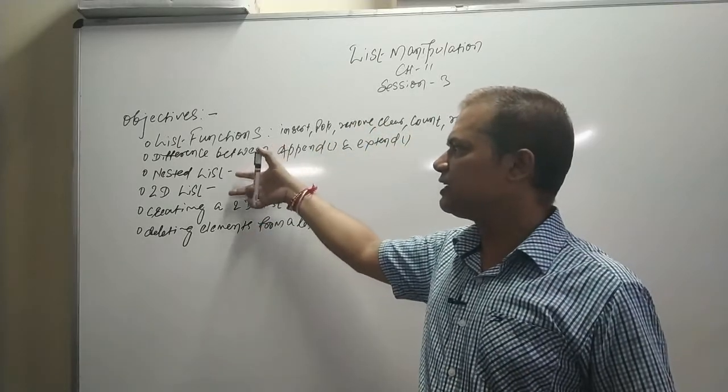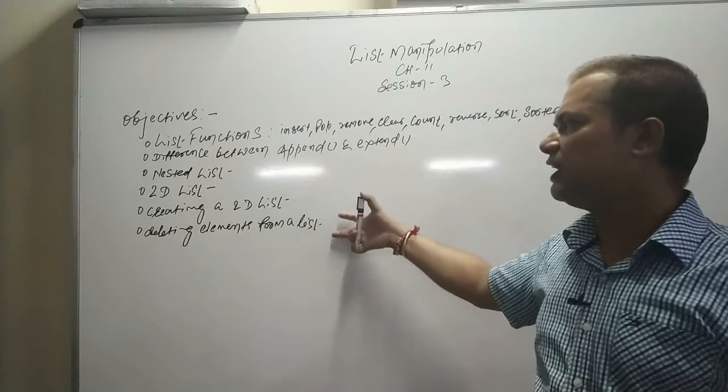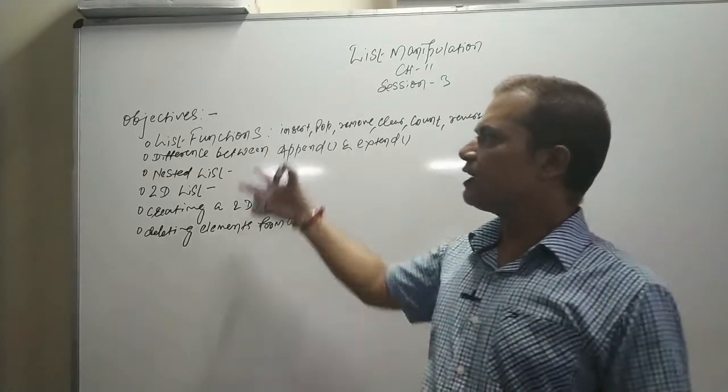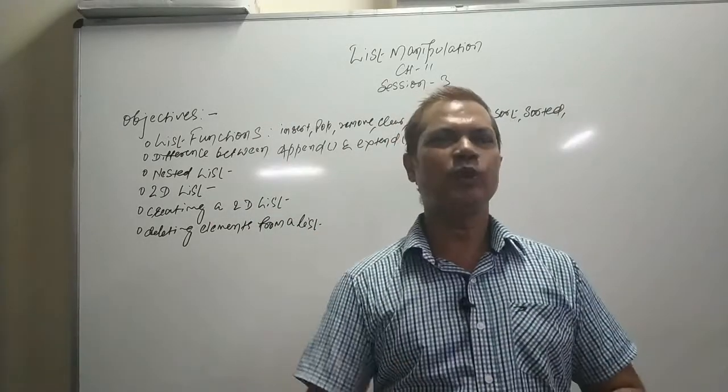Then the nested list, creating a to-do list and deleting an element from a list. These are the objectives of today. Let's see one by one.